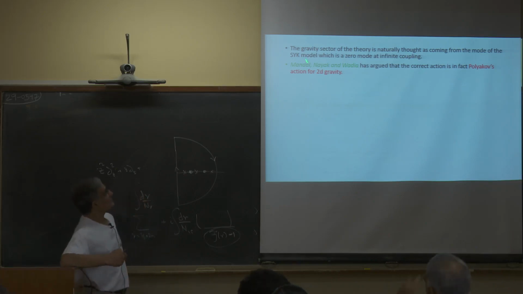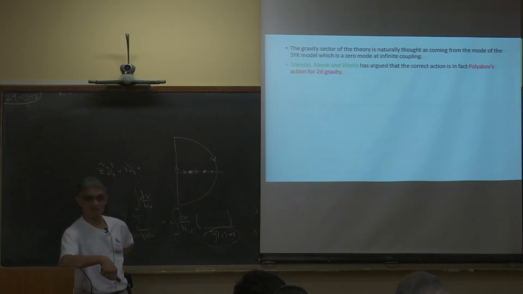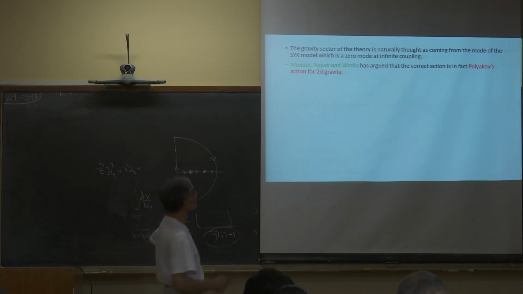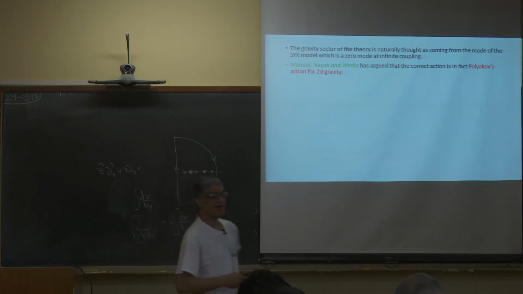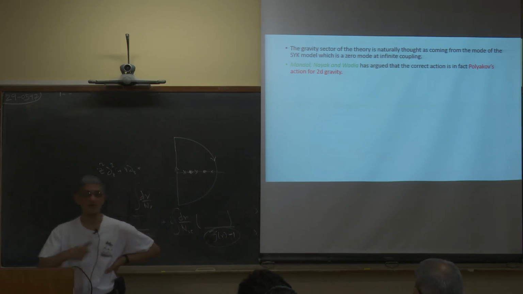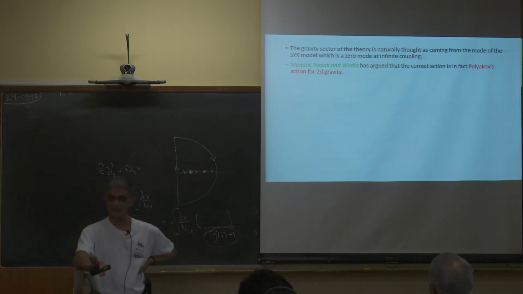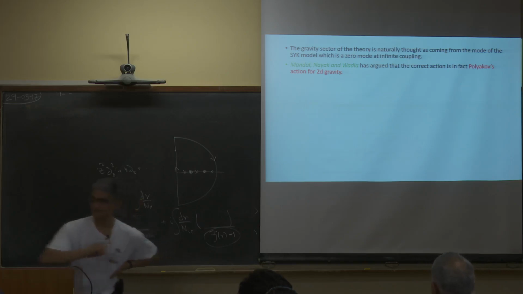Okay. So the gravity sector of the theory is naturally thought of as coming from this 0 mode. This is what people call the soft mode, and then Gautam and Pranjal and Spenta have argued quite convincingly that the correct action for this in fact is the diffeomorphism invariant Polyakov action. My understanding is correct, right? I mean, this is the dual theory for the Schwarzian. Okay.